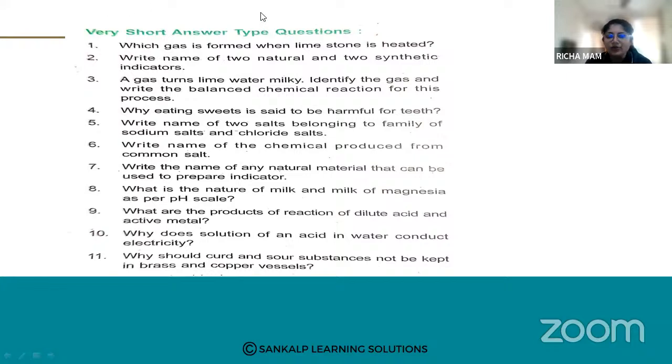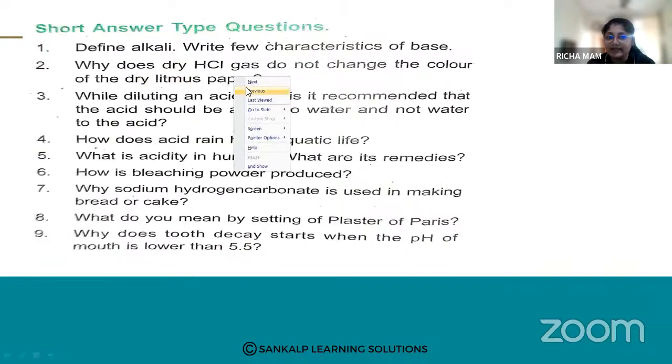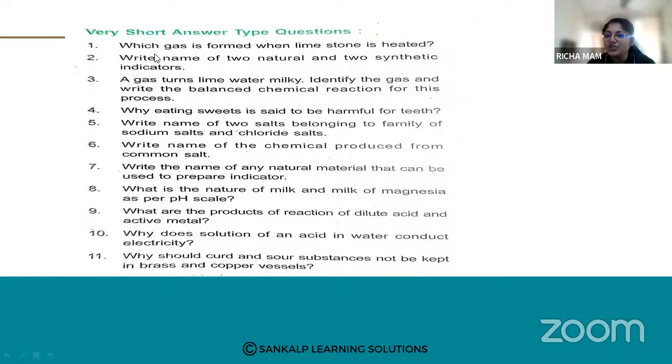If you want to answer, you can use the chat box, and there you can give your answers. Let us start with the very short answer questions. For very short answers, you have to give to the point answers. You should not explain. Very short means one word or one sentence. It will be for 1 mark.